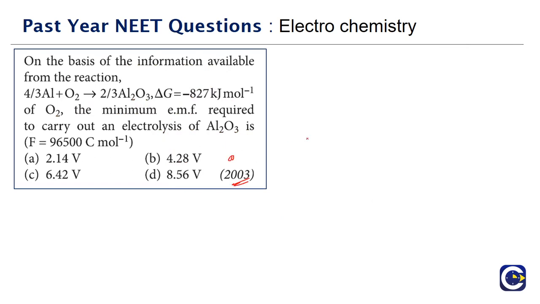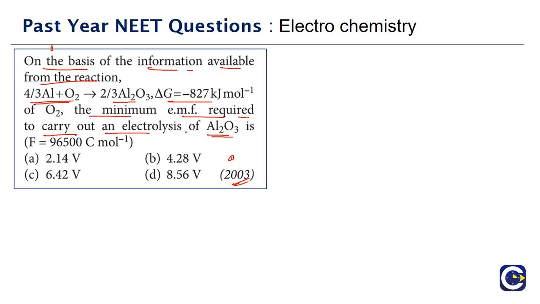This is the question that has come in the year 2003. On the basis of the information available from the reaction, what is the reaction given to us? 4/3 aluminum plus O2 gives rise to 2/3 Al2O3. This is the oxidation, aluminum getting oxidized. What is the del G value for this? Del G is given as minus 827 kilojoule per mole. Find the minimum EMF required to carry out an electrolysis of Al2O3.